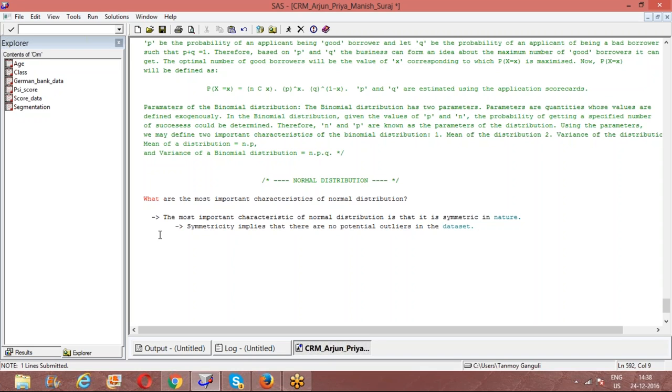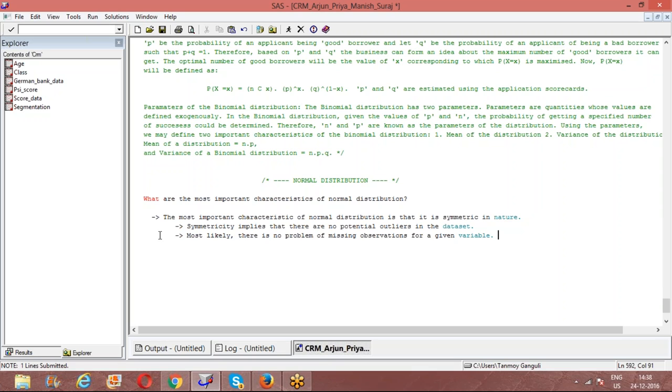Number two, most likely there is no problem of missing observations. Now, even if there are missing observations, it becomes very easy to impute for them if the distribution of the variable is more or less normal, right?